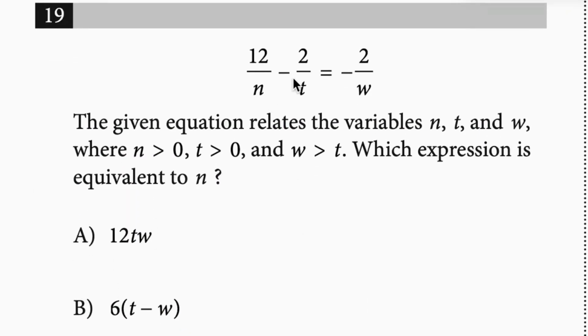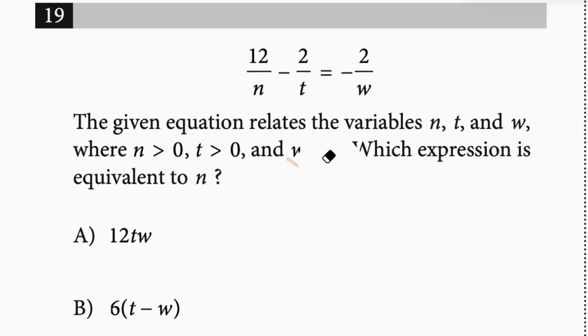12 over n minus 2 over t is equal to negative 2 over w. The given equation relates the variables n, t and w. n is greater than 0, t is also greater than 0, and w is greater than t. We don't know where this will be used. Let's check. Which expression is equivalent to n? So we have to do something: n is equal to something.